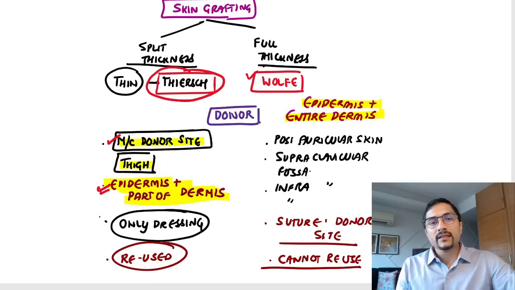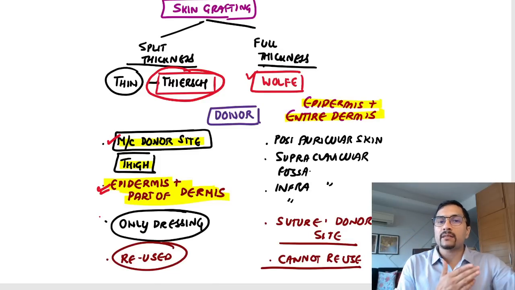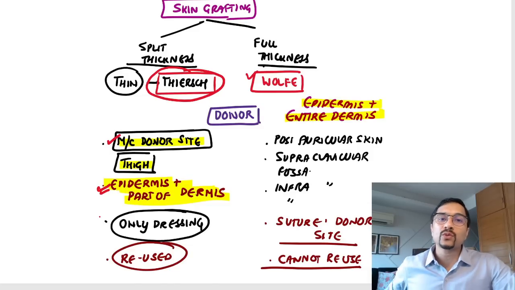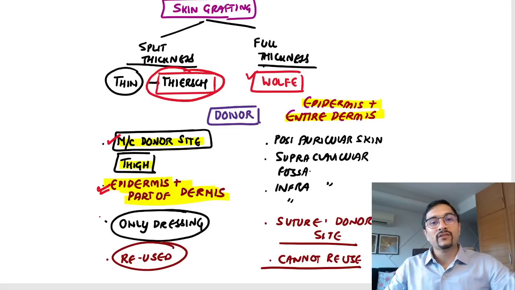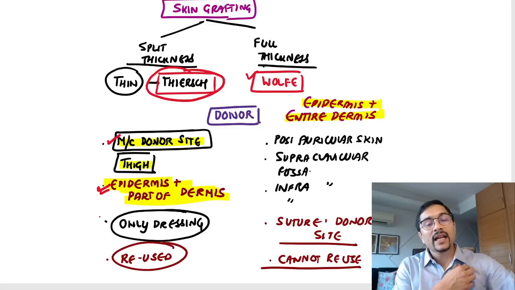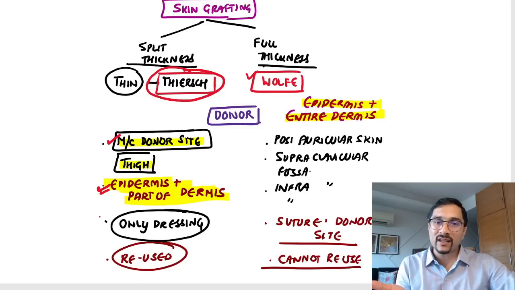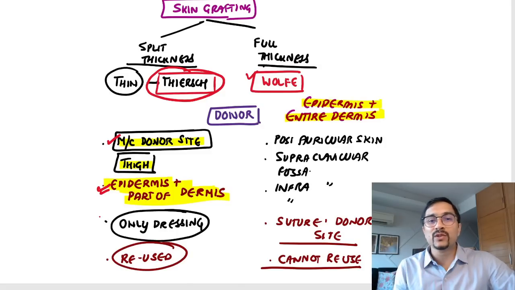Now in split thickness skin grafts, we take epidermis plus part of dermis and we just need to do dressing. We don't need to suture that site. Whereas if we take a full thickness skin graft, we have to suture that site. And if I suture that site, I can never reuse it again for grafting. But a split thickness skin graft site, I can reuse for grafting as well.